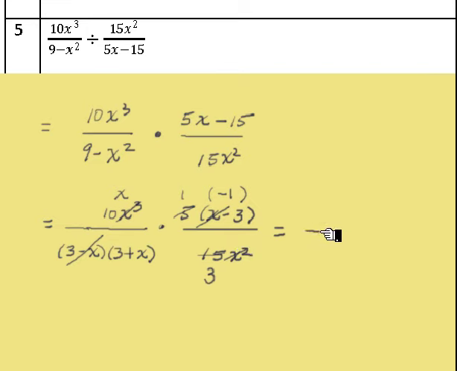Let's just carefully look and see what we have left. Okay, here I see a minus 10x in the numerator. And here in the denominator we have 3 plus x times 3. So that's the product.